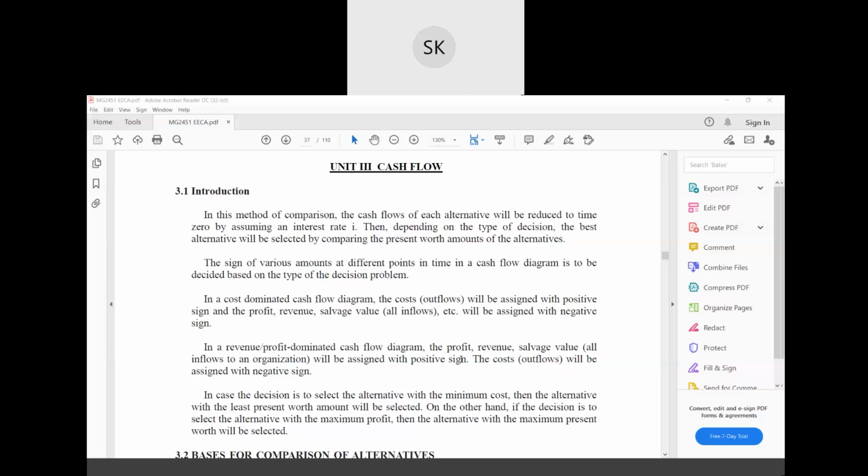Yes, ma'am. Okay. Let's discuss the last topic of this class, not the course. Cash flow. Don't get confused with unit 3, okay? That is not unit 3. We are in module 2 only.